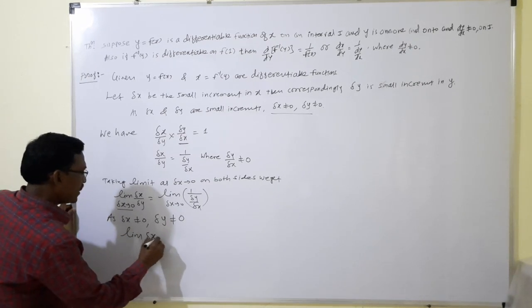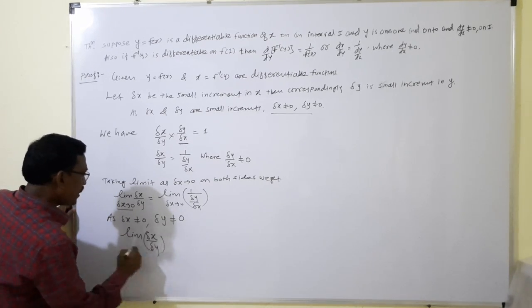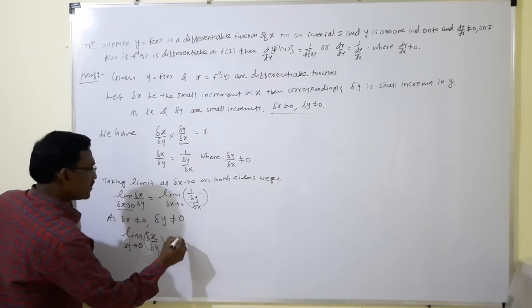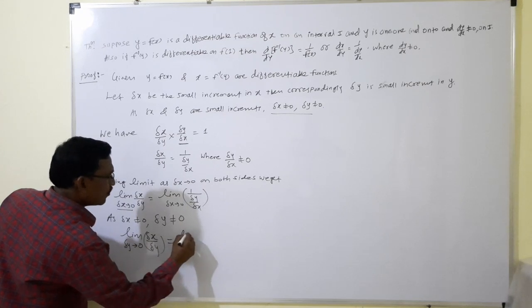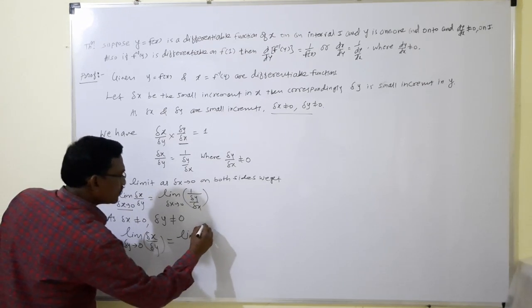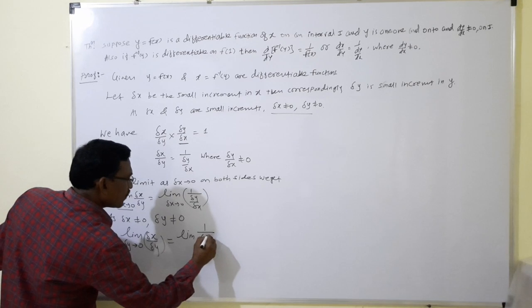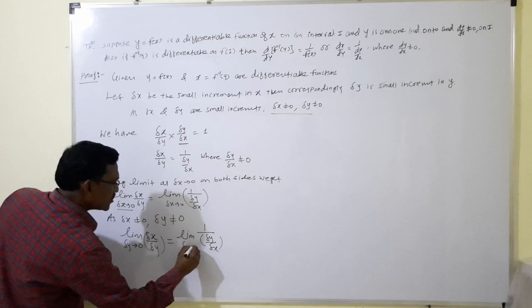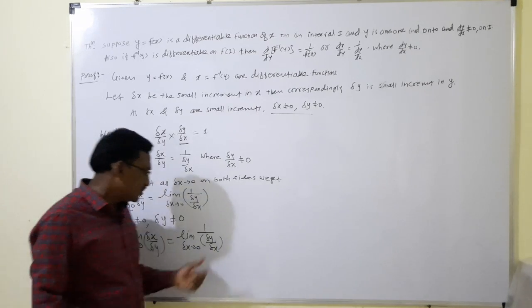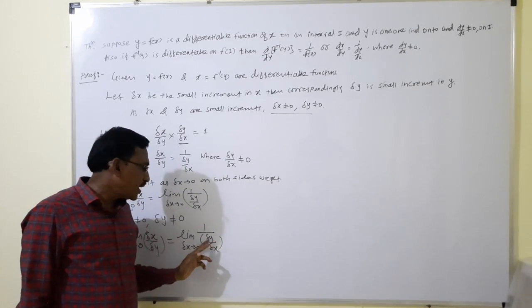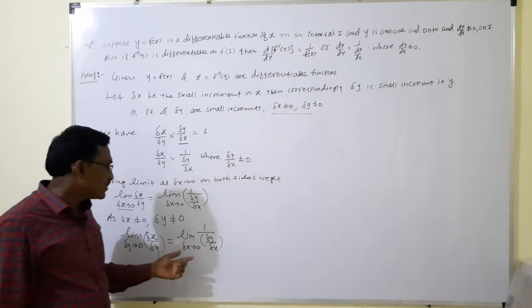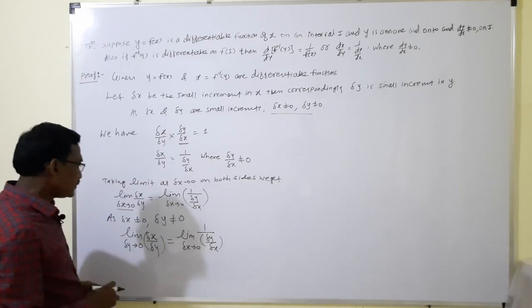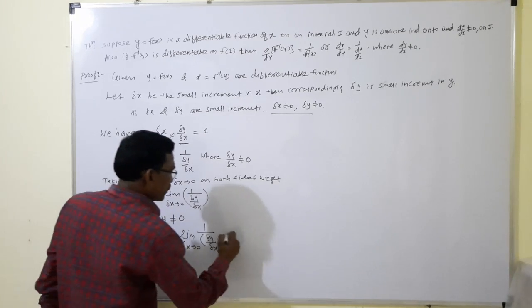Limit of delta x upon delta y as delta y tends to 0, and in the right hand side, 1 upon limit of delta y upon delta x as delta x tends to 0. Here, this is the derivative of y with respect to x. That's why the limit is taken as delta x tends to 0. We call this equation number 1.